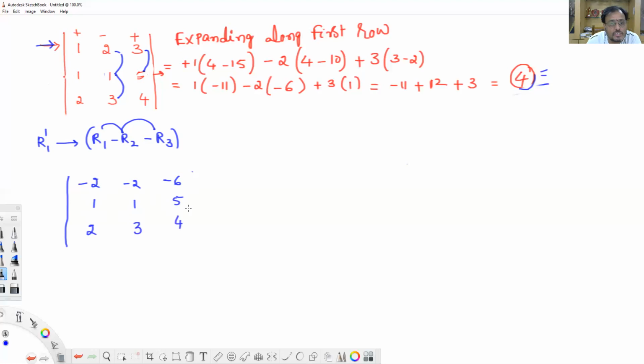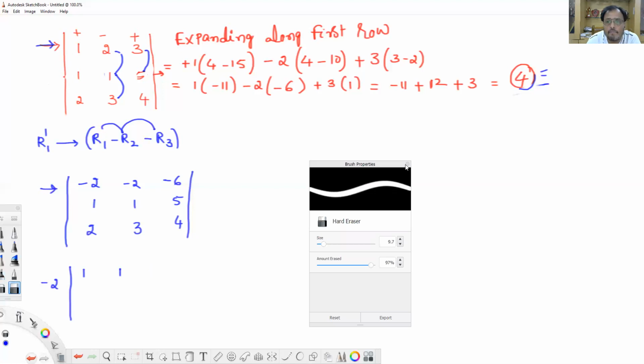Okay. In the first row, minus 2 is a common factor. The first row, we tested already, we know that. First row, minus 2 common factor now. 1, 1, 6, sorry, this is what? 3.